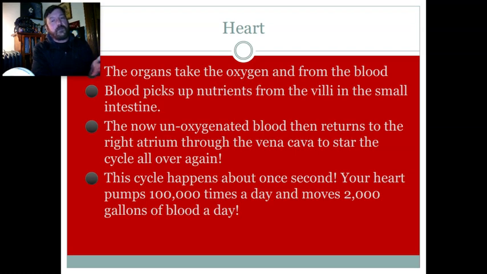And if you do the math, if your heart beats 72 times a minute times 60 minutes times 24 hours a day, that's a lot of heartbeats a day. So your heart muscle is working constantly, is working consistently, and it's keeping you alive. And it's moving an awful lot of fluid every single day.